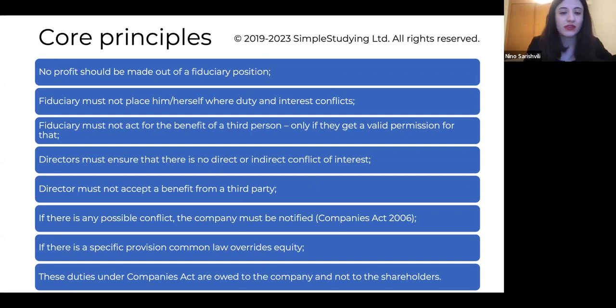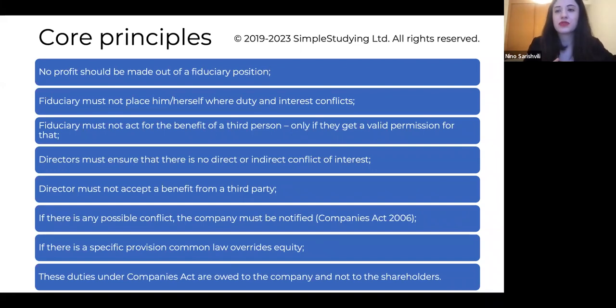Under the Companies Act 2006, as we said, if there is a situation of conflict of interest, there has to be a full disclosure and notification, and then if the authorization is given, the director can go ahead with the transaction and no consequences will be faced, such as imposition of a constructive trust and liability for breach of fiduciary duty on the profits made from that opportunity. If there is a specific provision, statute overrides equity, and these duties under the Companies Act are owed to the company, not to the shareholders.